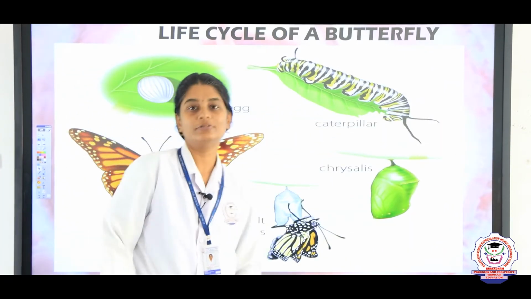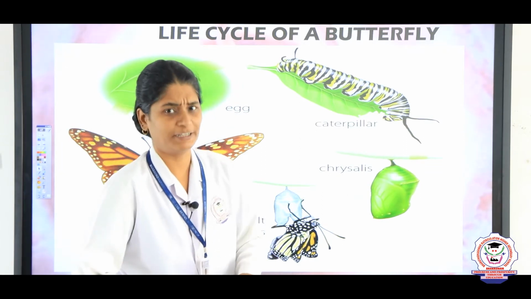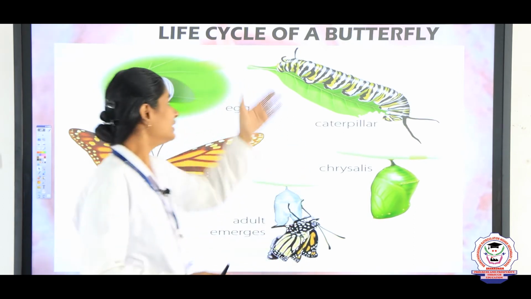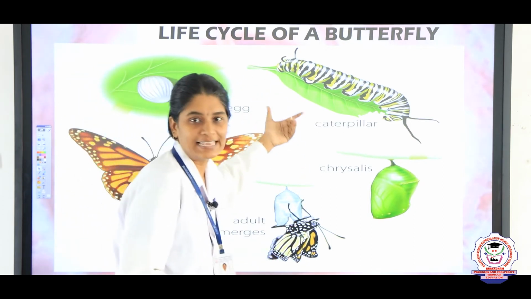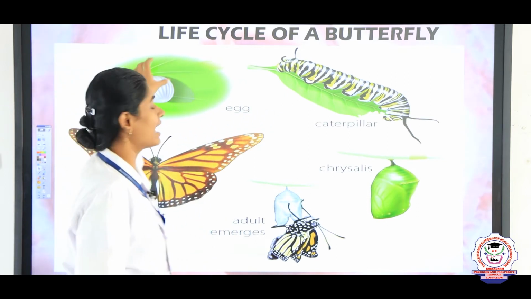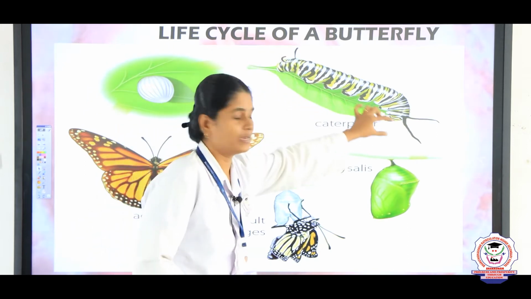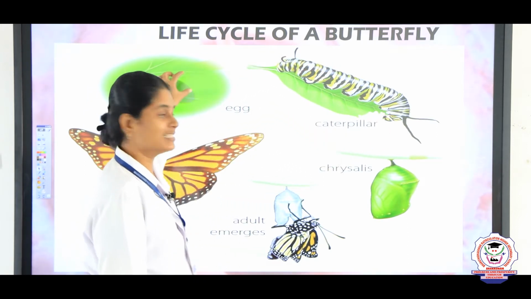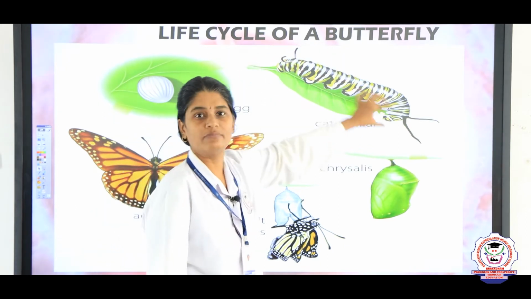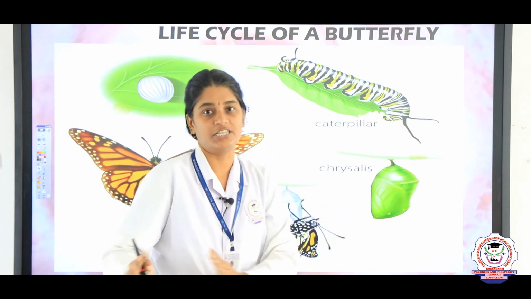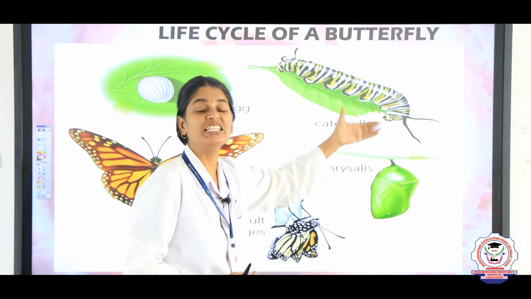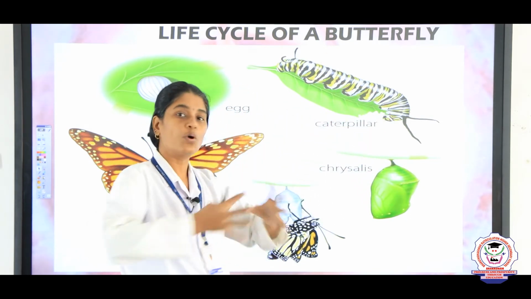Now we are going to discuss the life cycle of a butterfly. All insects lay eggs. In the same way, the butterfly lays eggs on a leaf. From the egg, the egg hatches into a caterpillar or larva. This caterpillar or larva undergoes several changes to become an adult. The larva or caterpillar feeds on leaves, and it grows in size.